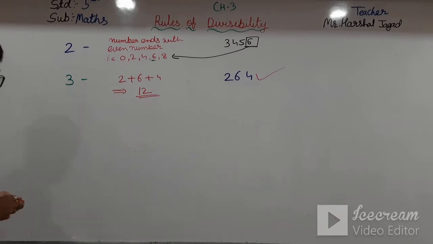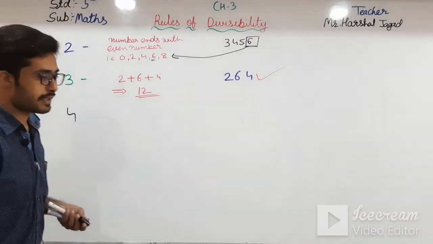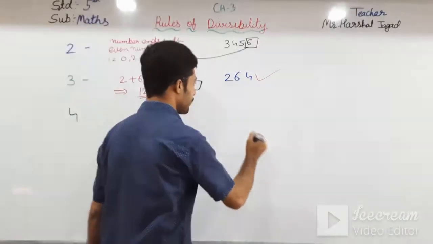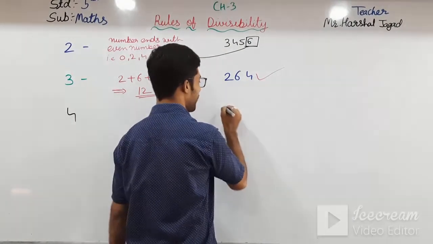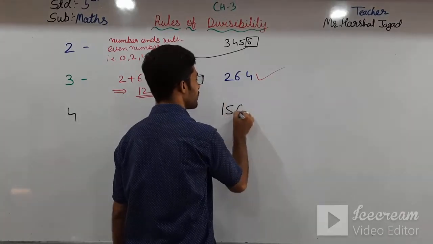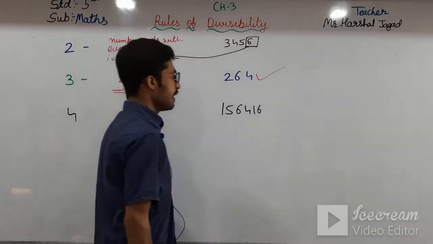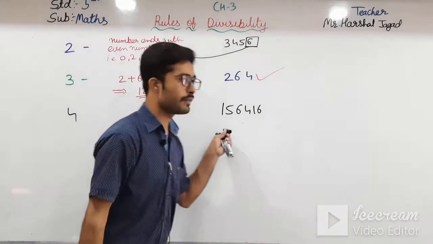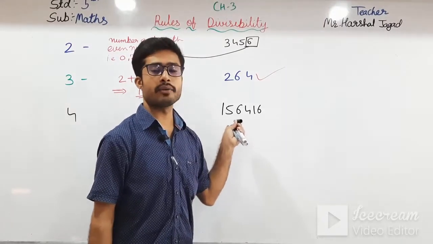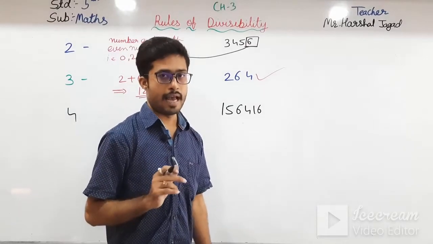See here, in the divisibility test of 4, what happens? If the number is divisible by 4, then the last two digits... I am just directly taking an example. Say 1564. I have taken a random number. Okay students, I am just explaining.